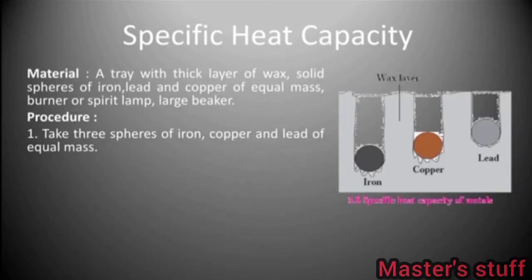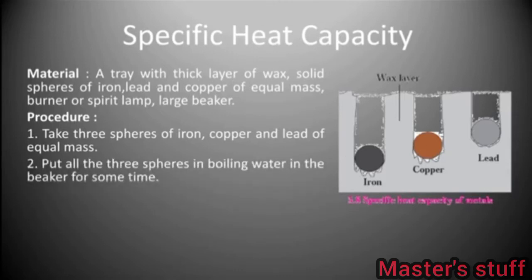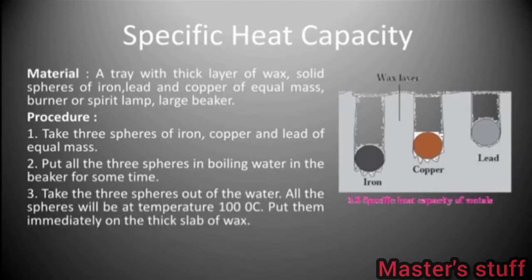Take 3 spheres of iron, copper and lead of equal mass, as shown in figure 5.8. Put all the 3 spheres in boiling water in the beaker for some time. Take the 3 spheres out of the water. All the spheres will be at a temperature of 100 degrees Celsius. Put them immediately on the thick slab of wax.